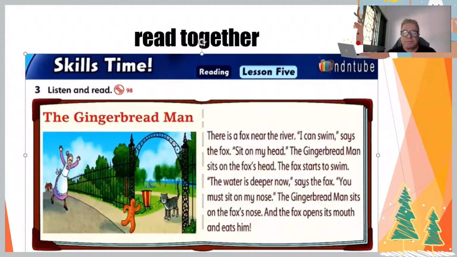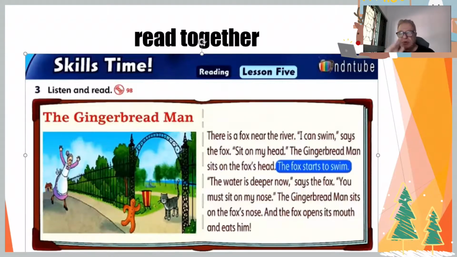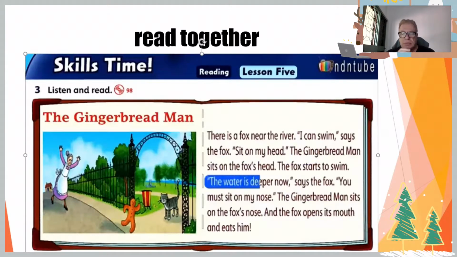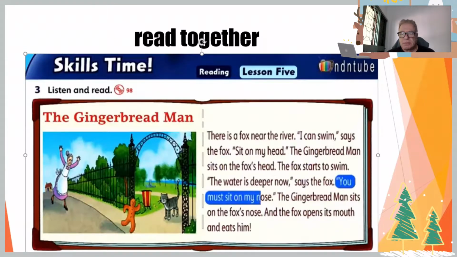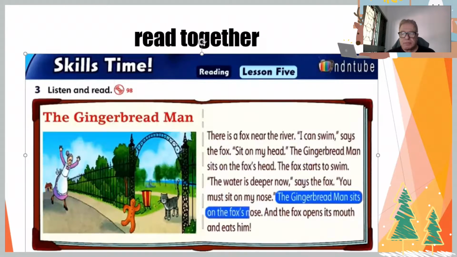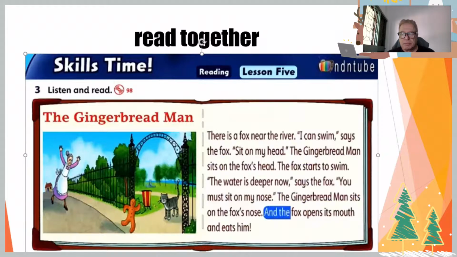One more time. There is a fox near the river. I can swim, says the fox. Sit on my head. The gingerbread man sits on the fox's head. The fox starts to swim. The water is deeper now, says the fox. You must sit on my nose. The gingerbread man sits on the fox's nose, and the fox opens its mouth and eats him. All right, let's read together.